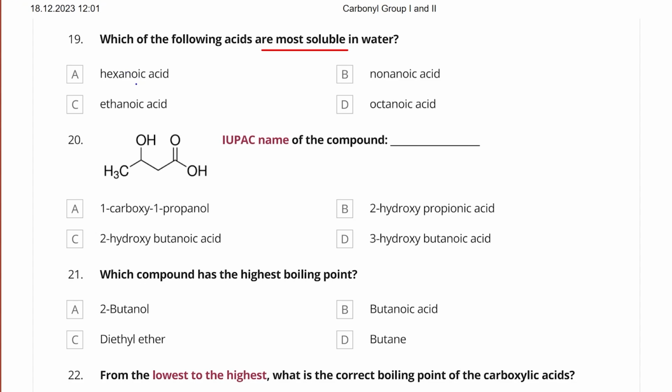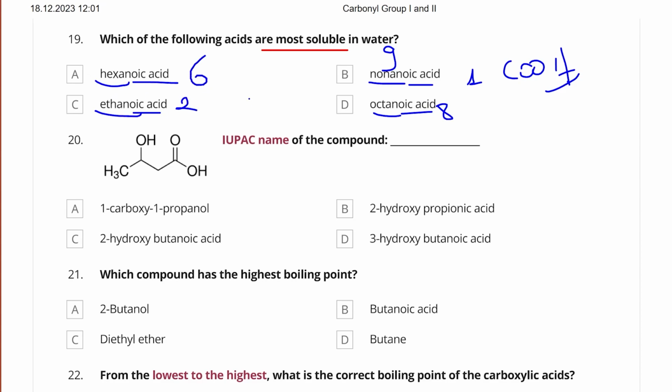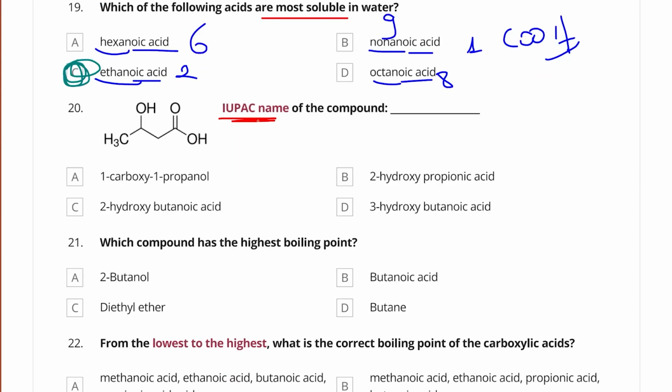Get the options, but they all carry only one carboxylic acid, one COOH. So there's no difference in terms of the functional groups. So we should focus on the carbon chain. Nonanoic acid, 9 carbons. Octanoic, 8. Ethanoic, 2. And hexanoic, 6. The higher the carbon chain, the lower the solubility in water. So the most soluble one is ethanoic acid. Question 20. IUPAC name of the compound.